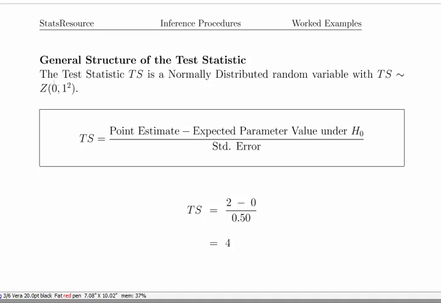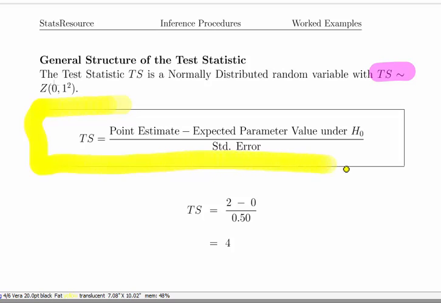So moving on. Now this is the general structure of the test statistic, and you could make some sort of statement that the test statistic is a normally distributed random variable with mean 0 and variance 1 squared. It's a Z distribution essentially, standard normal distribution. Just don't put in TS out of the blue. Just explain what it is. Okay, just a little exclamation.